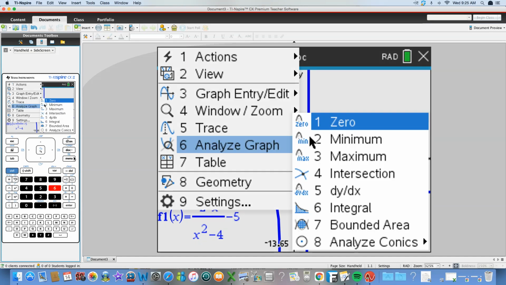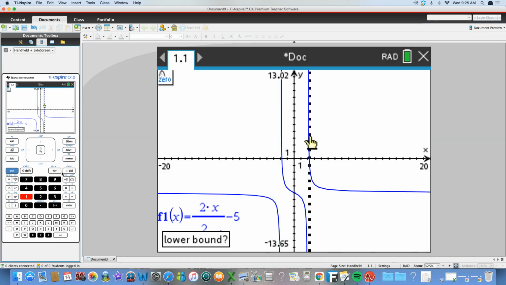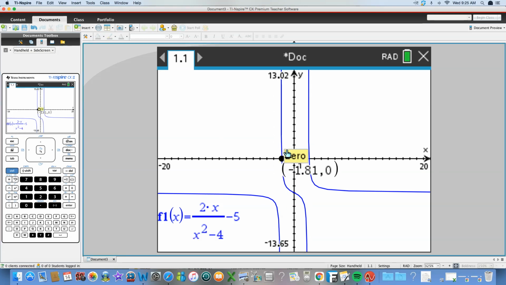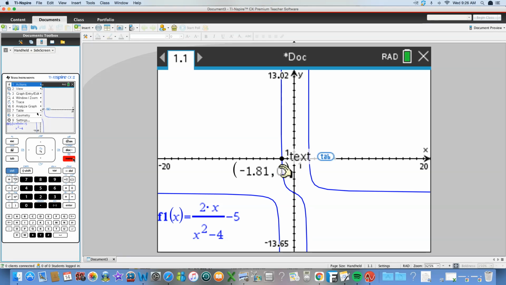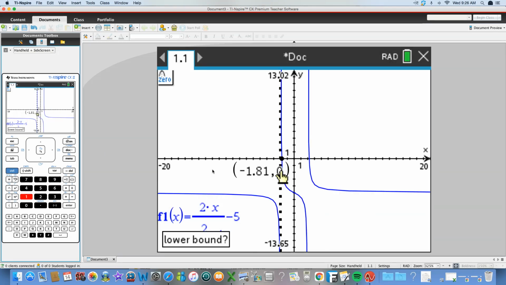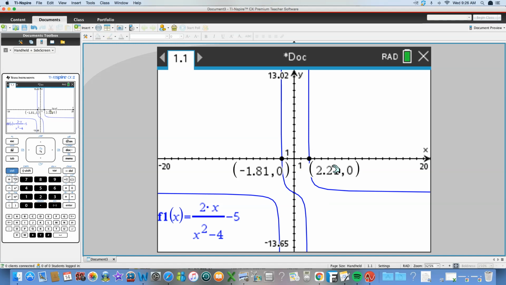So menu 6, 1. And that first one is -1.81. And then we'll do it one more time because it looks like it crosses over here, obviously. I don't care where it crosses the y-axis. I just care where it crosses the x. And 2.21. So our critical values for this problem are plus and minus 2, because those are the asymptotes, -1.81 and +2.21.